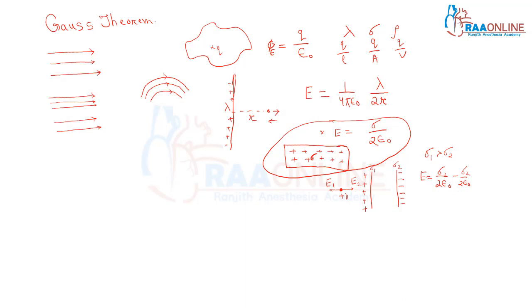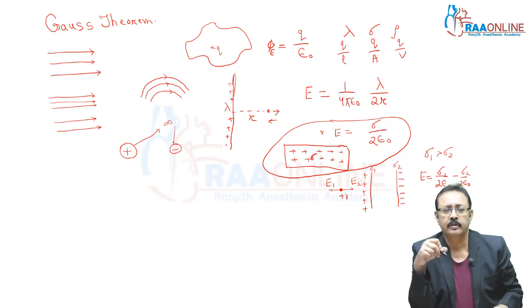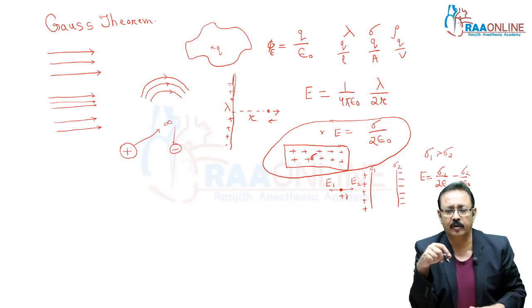Number 2, if you have only one positive charge, electric lines of force will start from it and end at infinity. But if you have a negative charge, they will come from infinity and end at this charge. If they are starting from a charge or ending at a charge, they will start or end at 90 degrees only. So this was all about Gauss theorem.